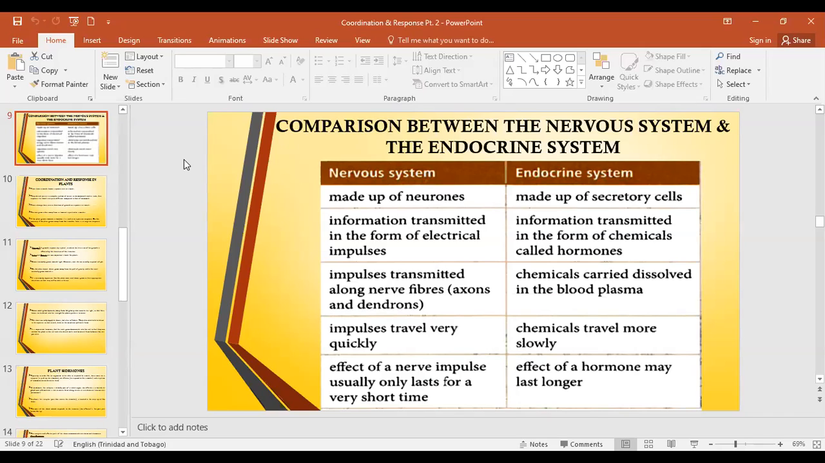So you'll need to know the difference between the nervous and the endocrine system, and basically everything that makes the two different and unique, and how they both act in communicating with the rest of your body. Okay. All right, you're good with me so far?